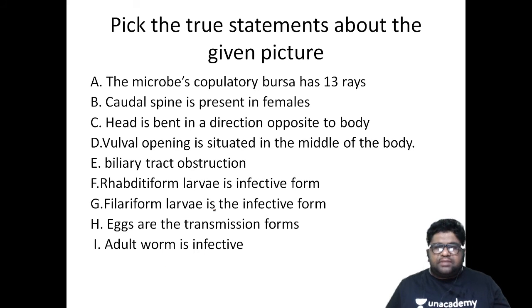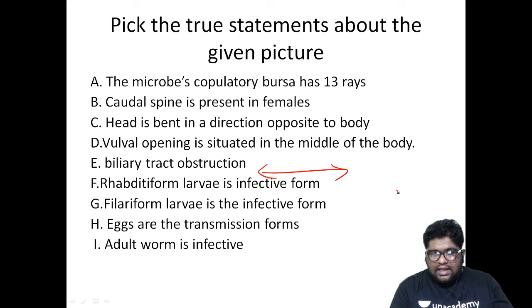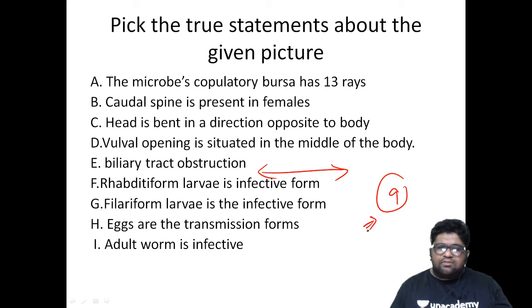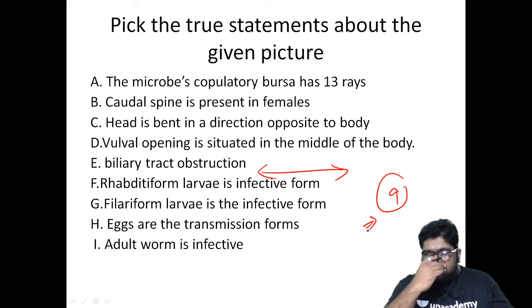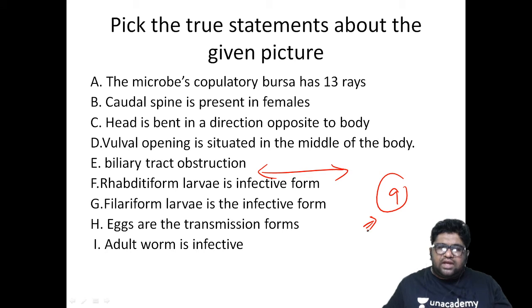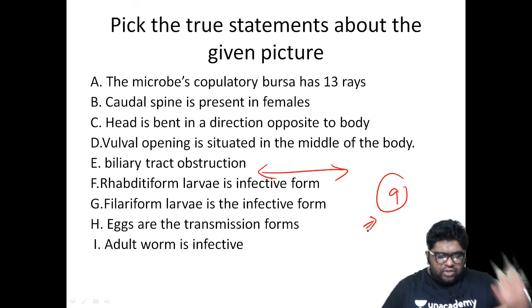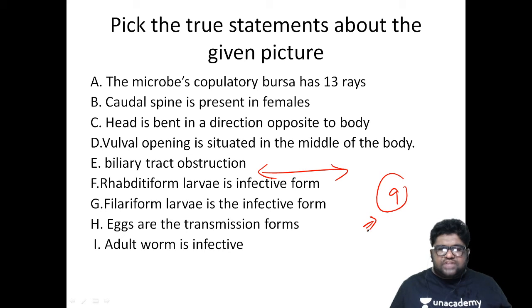Pick the true statements about the given picture. We have A, B, C, D, E, F, G, H, I. This is called intensifier pattern for PGI Chandigarh. In PGI Chandigarh, you can have a maximum of 5 responses, out of which more than 1 can be true. Now I'm giving you 9 responses. Now it can be even more tougher and challenging for you. Once you start preparing at this level, you will never make a mistake at any level. So about the given organism, can you pick out which statements are true?